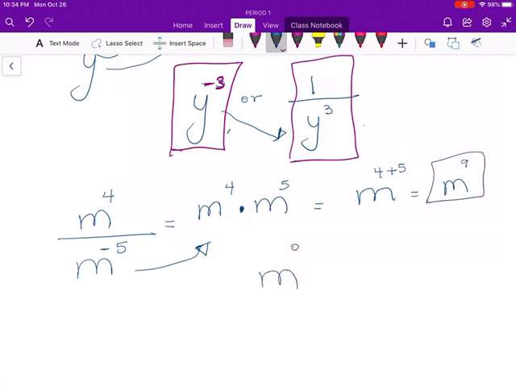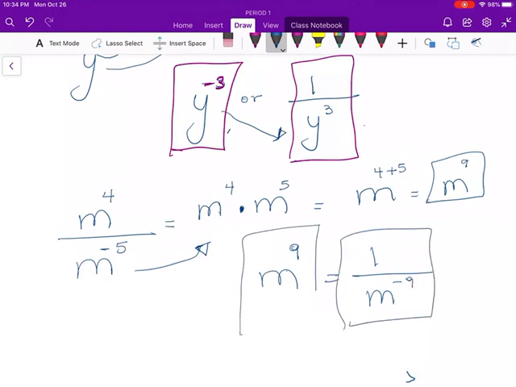And remember, if they say write your answer in two different forms, that is exactly the same thing as if it's on the top positive, if you put it down, it becomes negative. So this is exactly the same thing as this. All right?